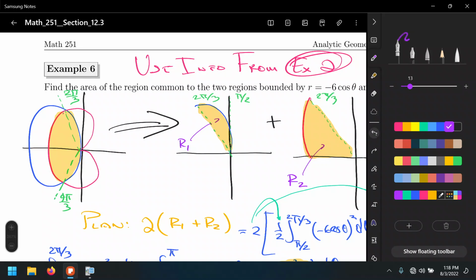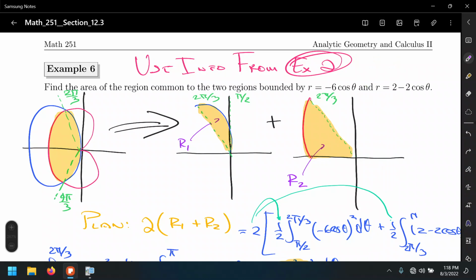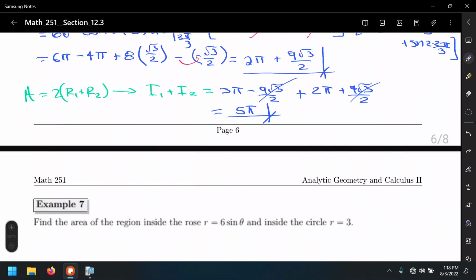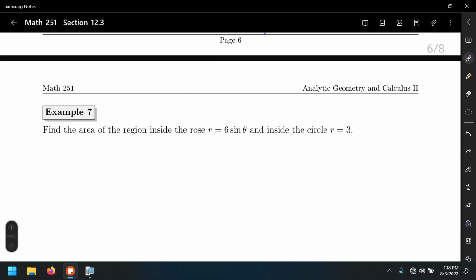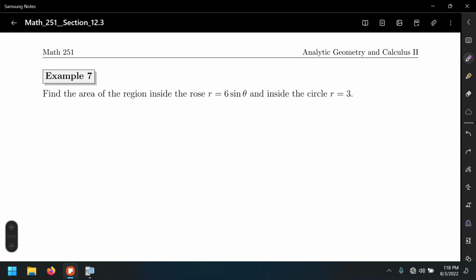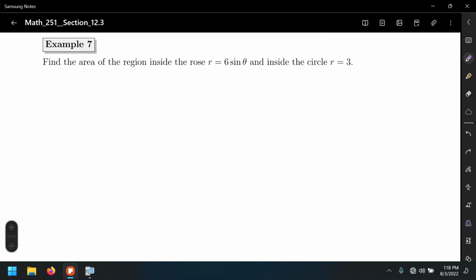Alright, so today we're going to look at another problem that has a very similar issue. Let's find the area of the region inside of the rose r = 6 sin θ, and inside the circle of radius 3. Alright, so let's see what about this one.